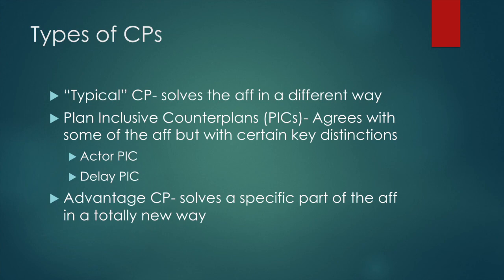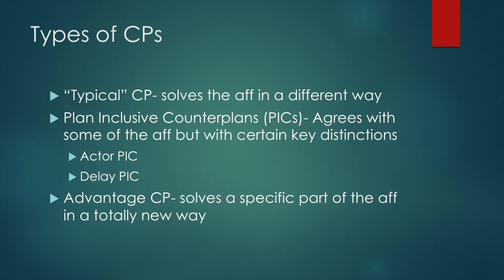By agreeing with distinctions. So the actor PIC, if you remember, we said actors are the entity in the plan text that is implementing the action. So an actor PIC says the action that the AF is advocating for is good. That's the 80% agreeing. But maybe a different actor should do it. That's the 20% difference. So for instance, the affirmative might say the United States federal government should implement some action, and an actor PIC would say that action is good, but the 50 states should implement them at the state level.